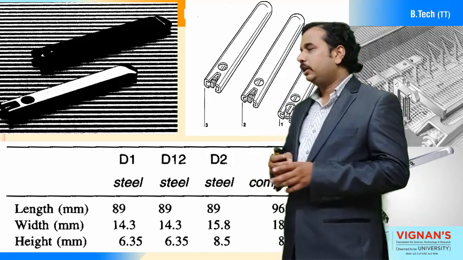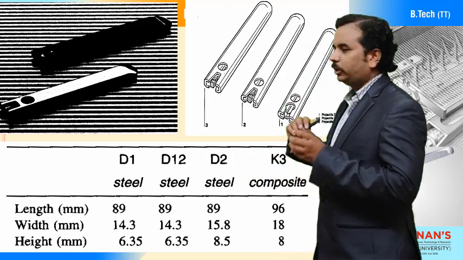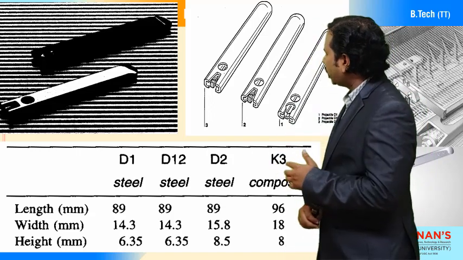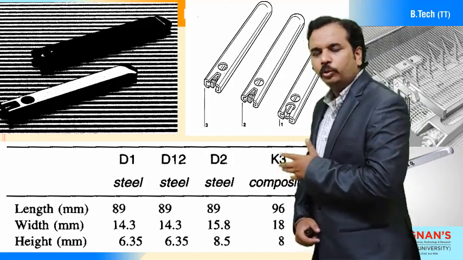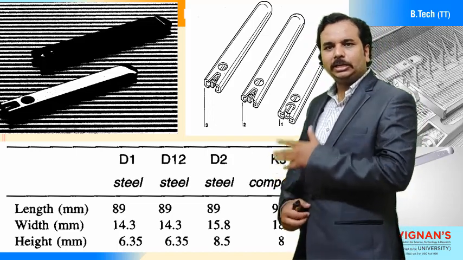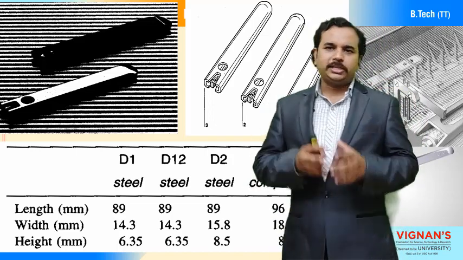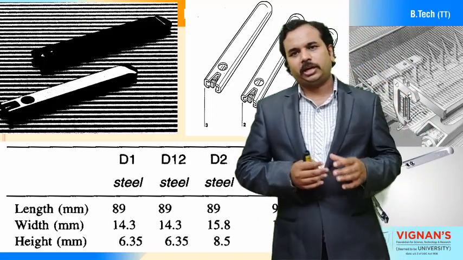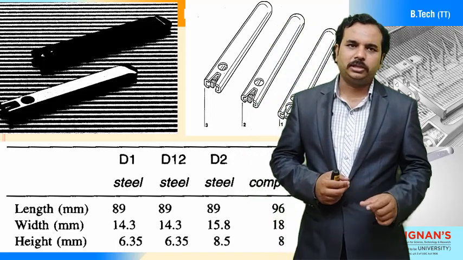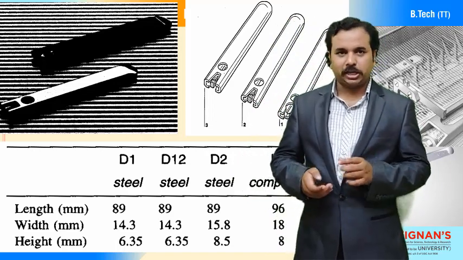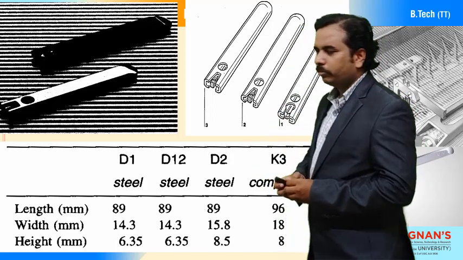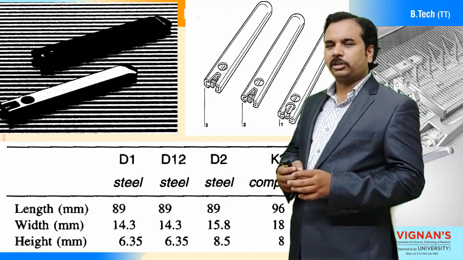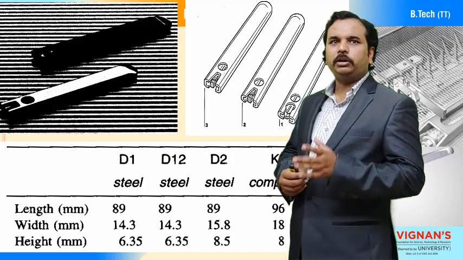Now you can see here there are different types and different models of projectiles that I have given. You can see the D1 style, D2 style, D12, and K3, that is the composite style. You can also see the dimensions of the projectiles: the length, width and height are given. So 89 mm, 14.3 mm and 6.35 mm are the dimensions of the D1 type, D12 type and D2 type.